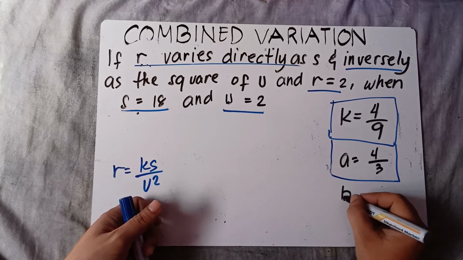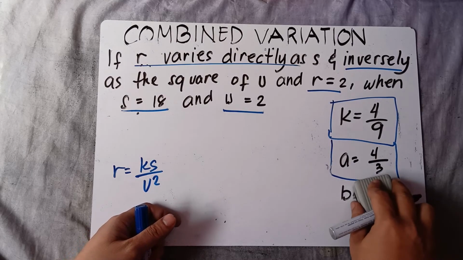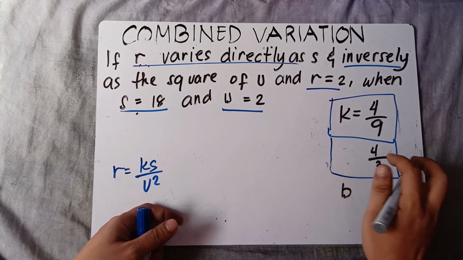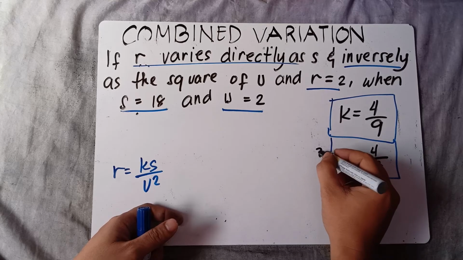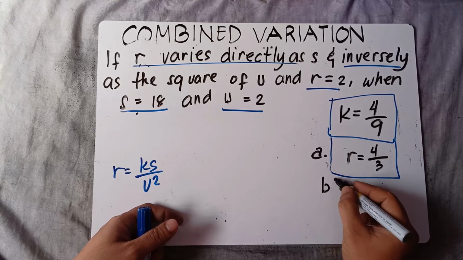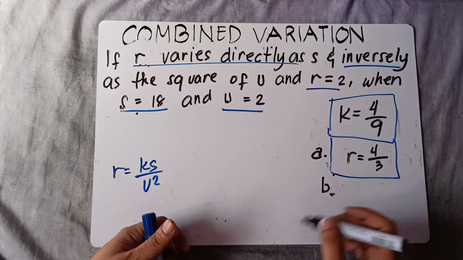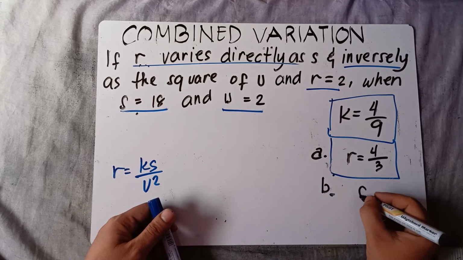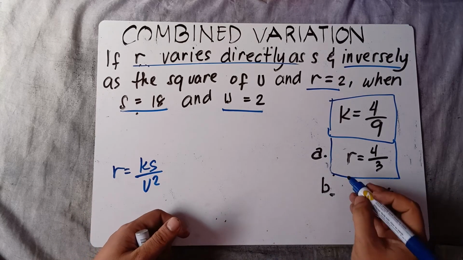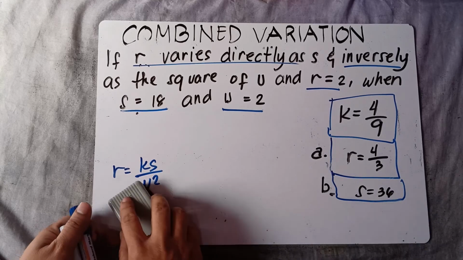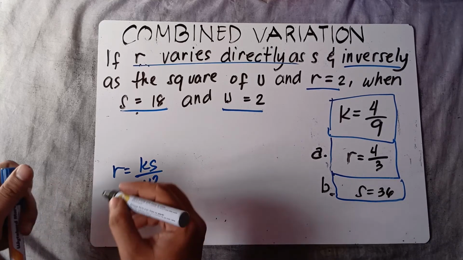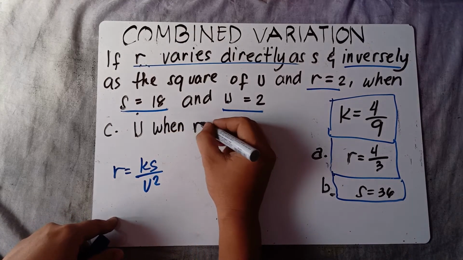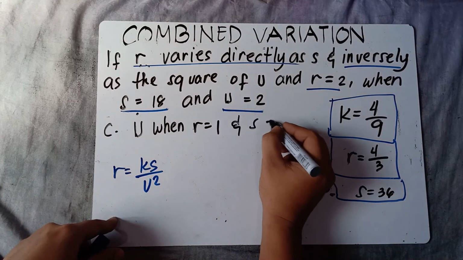Okay, for B, the value of S equals 36. Alright, so next we find U. Question C: Find U when R equals 1 and S equals 36.